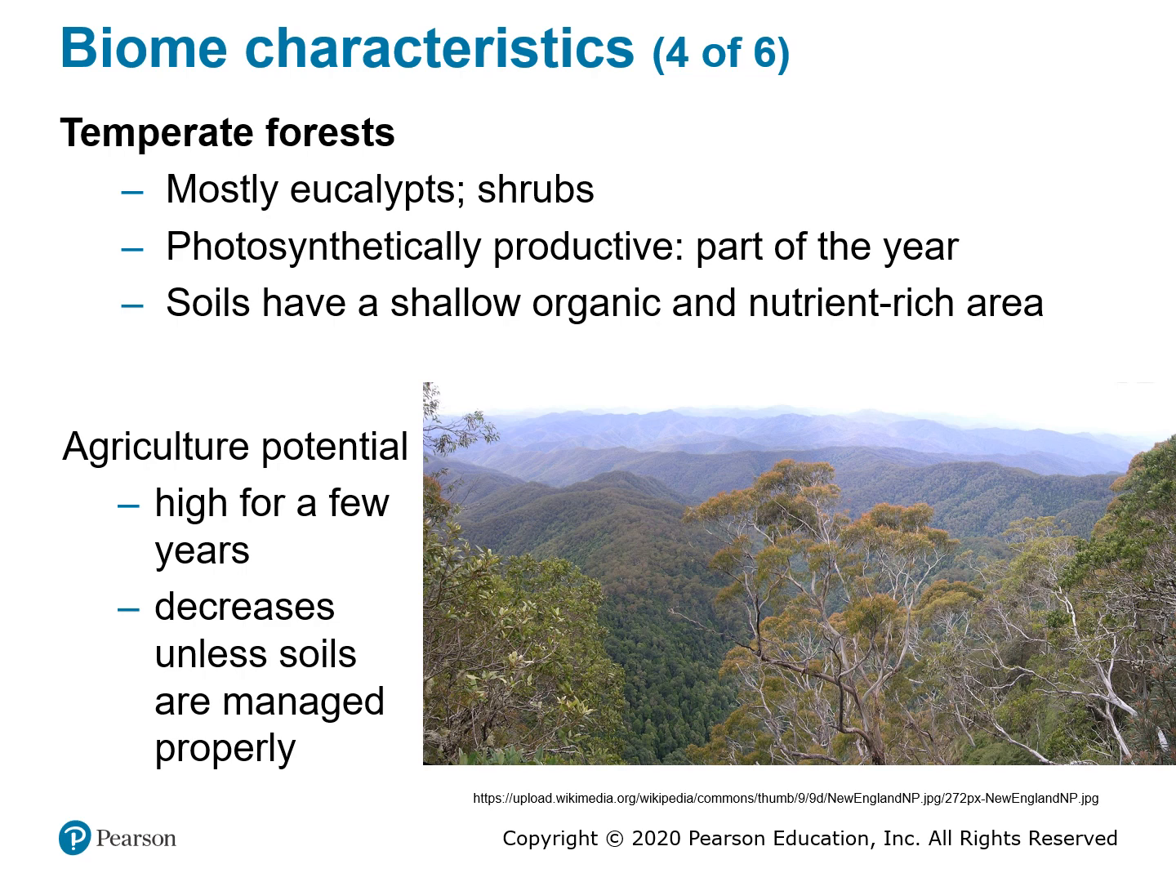So, next biome is temperate forests. Now, these biomes in Australia are dominated by eucalypts and shrubs of the Epacridaceae, Myrtaceae, Rutaceae, Fabaceae, Proteaceae, and Cyperaceae botanical families. Photosynthetically, temperate forests are very productive, but only for parts of the year. Soils have a shallow organic and nutrient-rich area. The agricultural potential is high, again, only for a few years. And of course, the potential decreases unless the soils are managed properly.